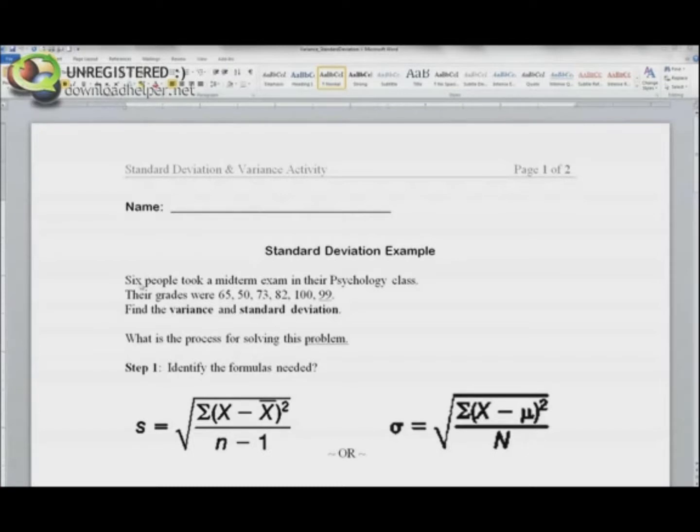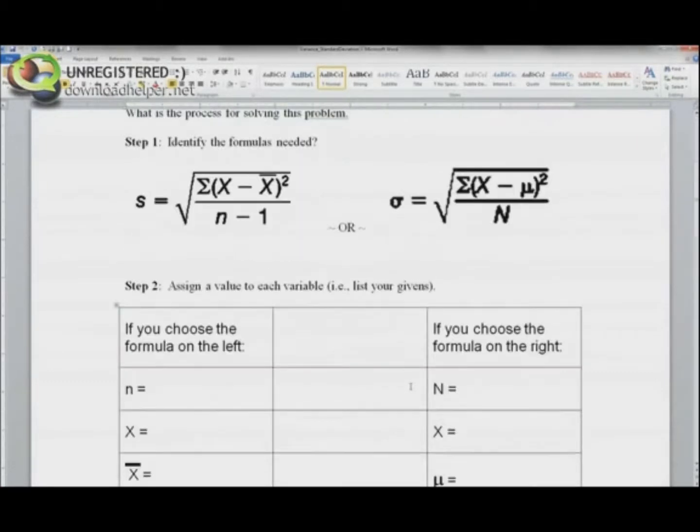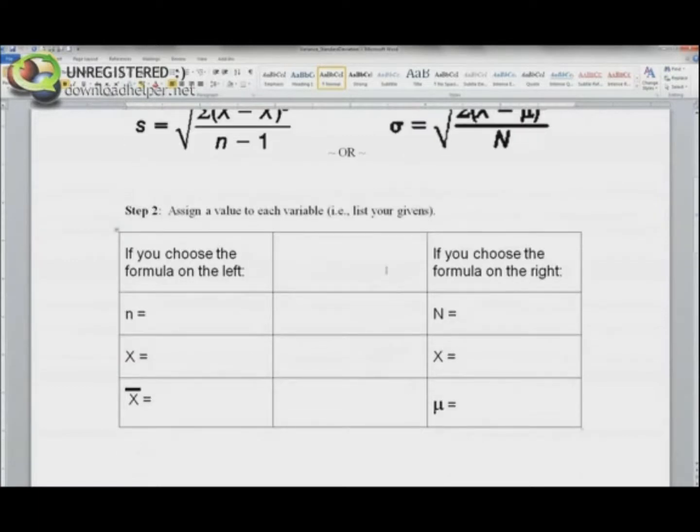Now, it says that there were 6 people that took the midterm, and it doesn't say 6 out of 10, so we have to assume this is everybody in this particular psychology class. Nice, small class. So we would say it's a population. So the first step in our problem-solving process is to write the correct formula, which would be this formula on the right. Now, I put a chart in this worksheet so that the students could choose as we did the in-class activity, but we've now decided that we are using this formula on the right.